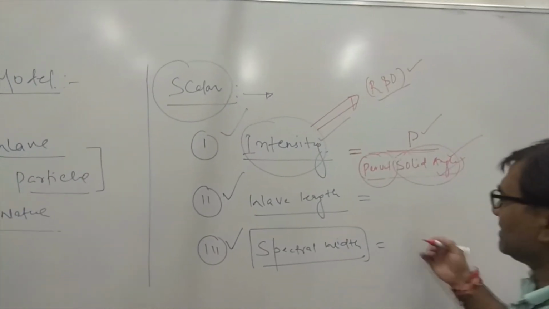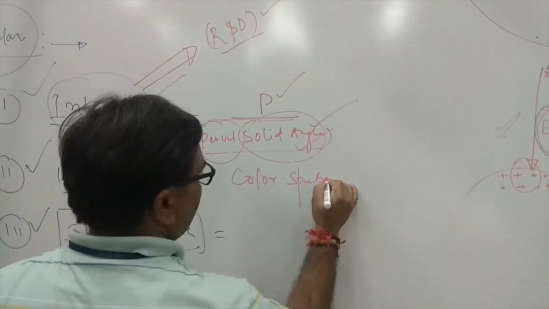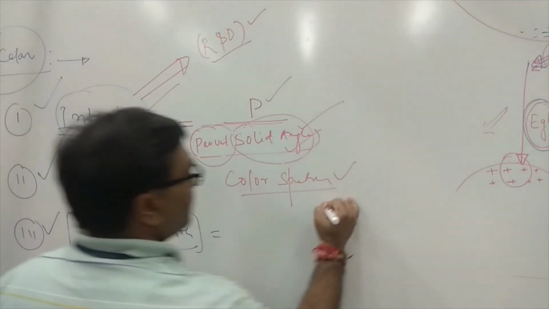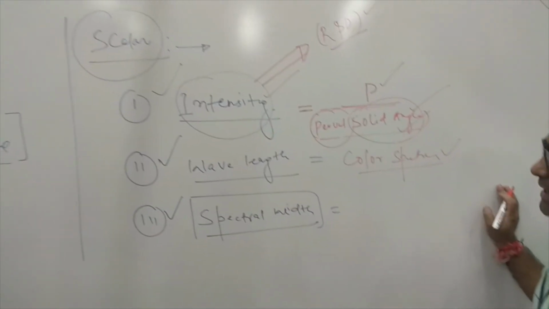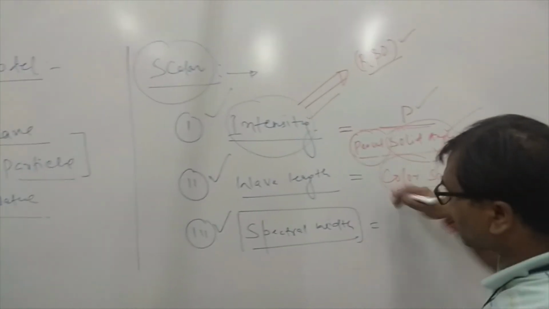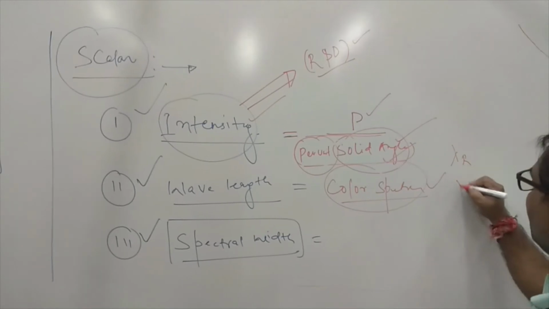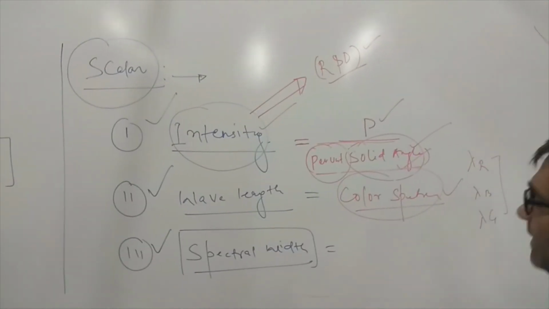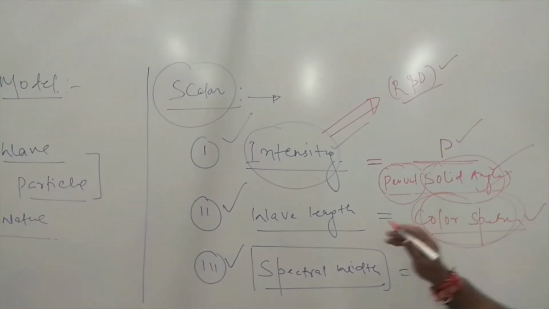The second one is the wavelength. Wavelength is nothing but the color spectra. You have done the prism split experiment in 9th or 10th class, and you can see the color spectra. Through the color spectra, you can see the wavelength of red, the wavelength of blue, the wavelength of green. So anyone can define wavelength: the color spectra defines the wavelength.